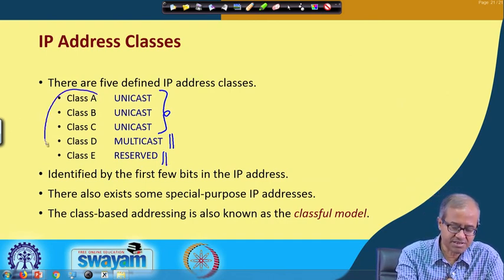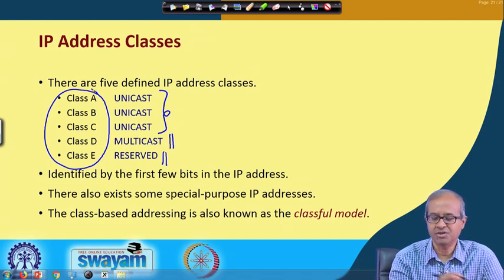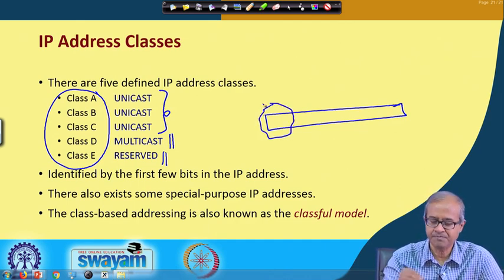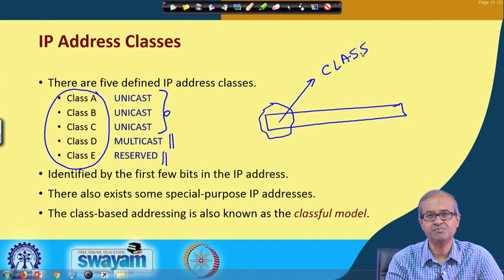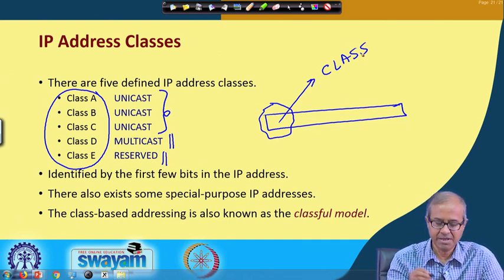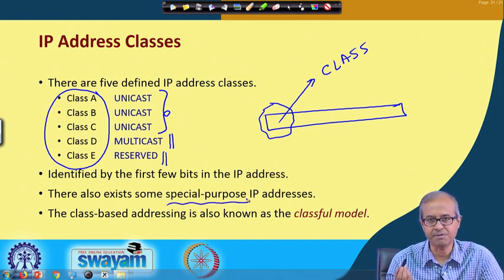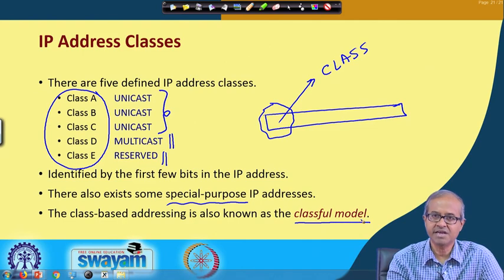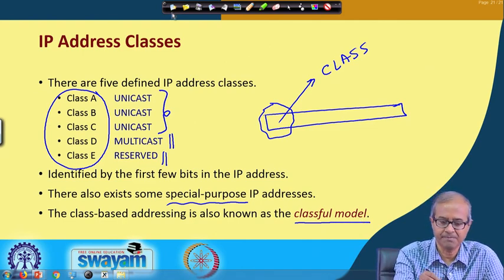Now, which class does a particular IP address belong to? Suppose I give you a 32-bit IP address like this. Just by looking at the first few bits, you will be able to identify which class the address belongs to. We will see how. And we shall also see later there are some special purpose IP addresses which have some special meaning. And this kind of IP addressing where we define the classes is sometimes also referred to as the classful model of addressing.